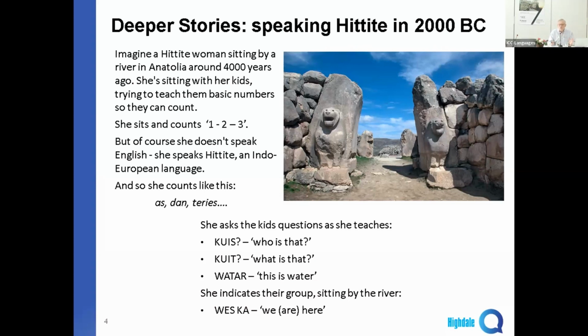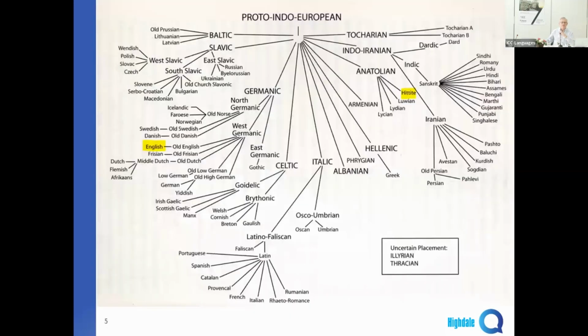These words have not changed very much in 4,000 years. This is where English comes from. And this diagram, I don't recommend that you use this. This is for you because you're the super smart ones. But this shows the diagram of the Indo-European languages, and marked in yellow on the left, English, on the right-hand side, Hittite. And it shows you how these languages hold together.